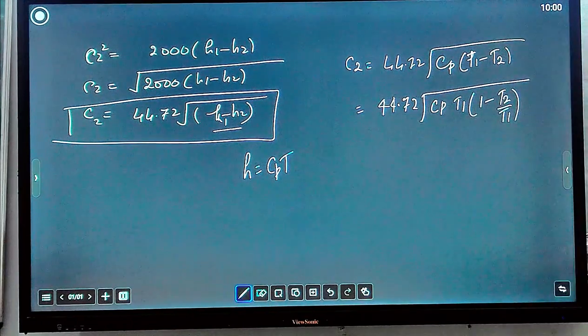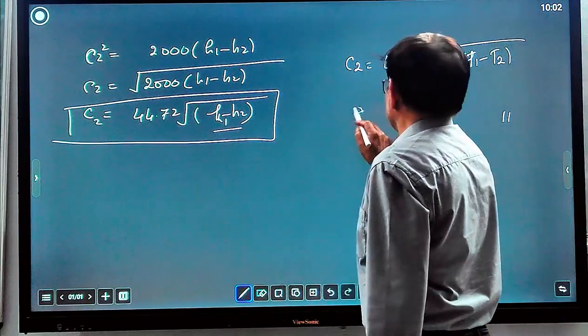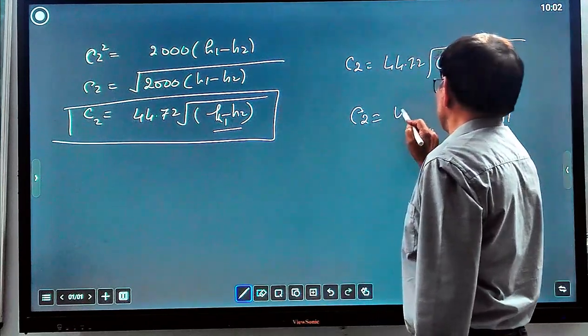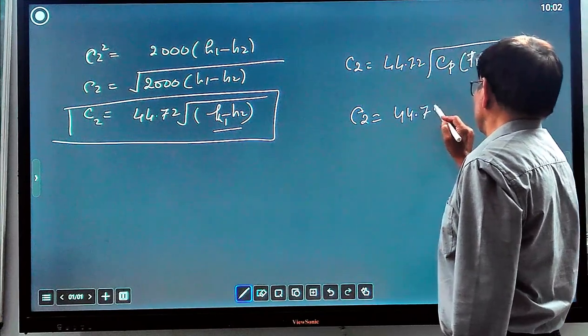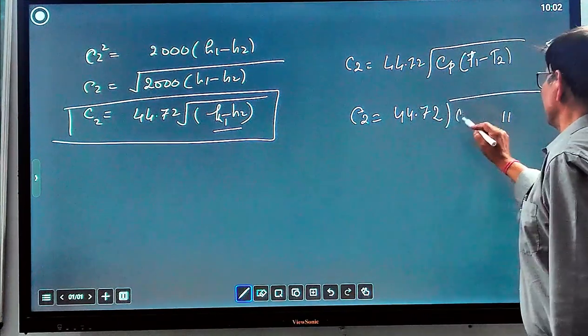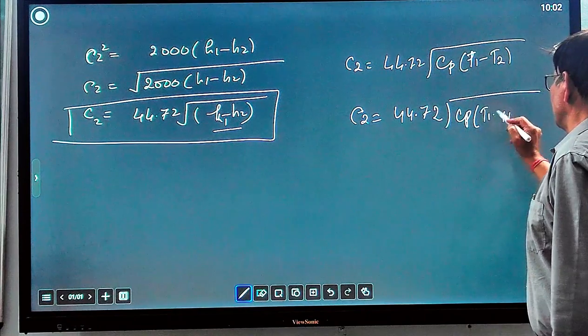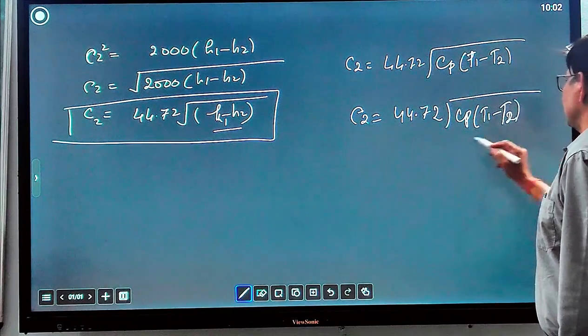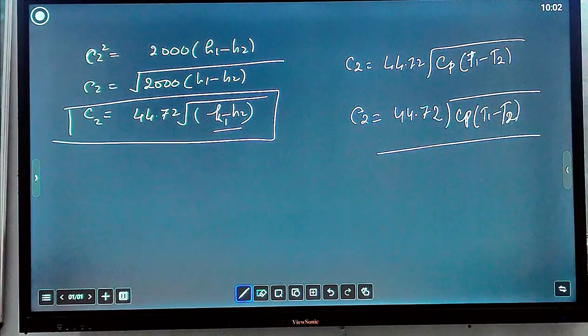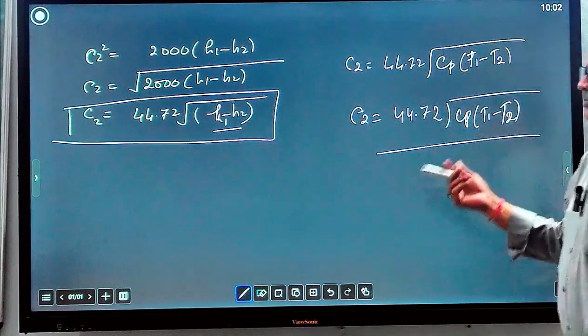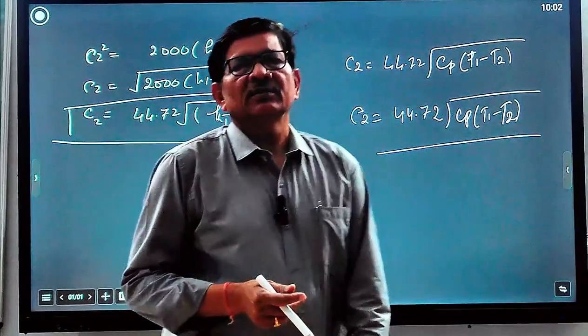So in terms of pressure difference, you can simplify this equation. If there is a gas nozzle, simply this equation you can use. The 44.72 value is given, Cp will be given, T1 minus T2 is our temperature difference, and you can simplify T1 and T2 in terms of pressure difference.